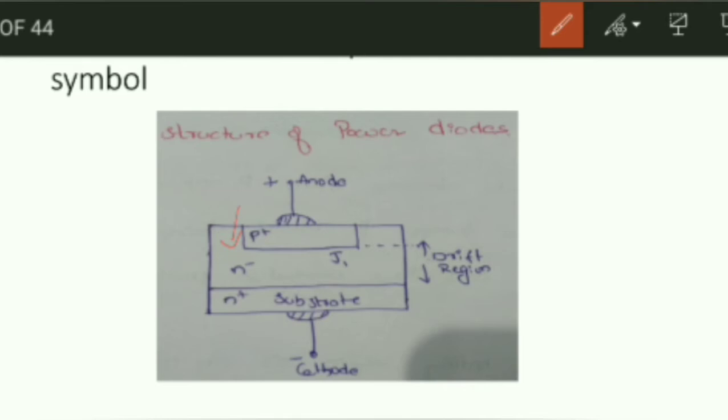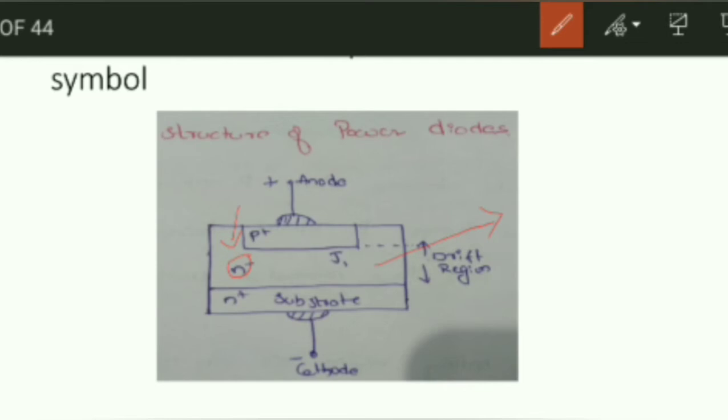The function of the N minus layer is to absorb the depletion layer of the reverse biased P plus N minus junction J1. That means the breakdown voltage needed in a power diode governs the thickness of the N minus layer. The drawback of the N minus layer is that it adds significant ohmic resistance to the diode.